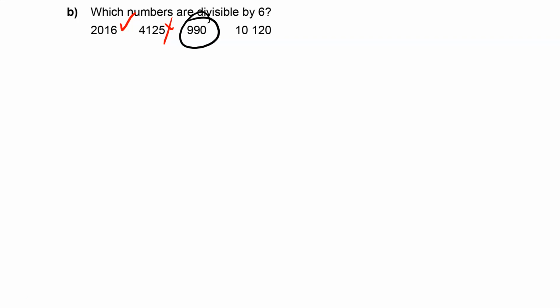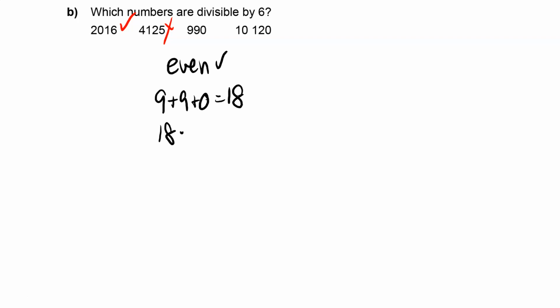How about 990? Well, we have a 0 in the last position, so that tells us that the number is even. Now, is it divisible by 3? 9 plus 9 plus 0 is equal to 18. 18 divided by 3 is 6, so it meets the second criteria as well. So based on that, we can say that 990 is divisible by 6.